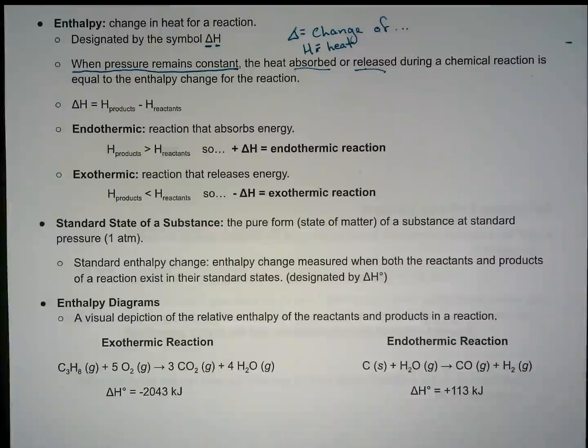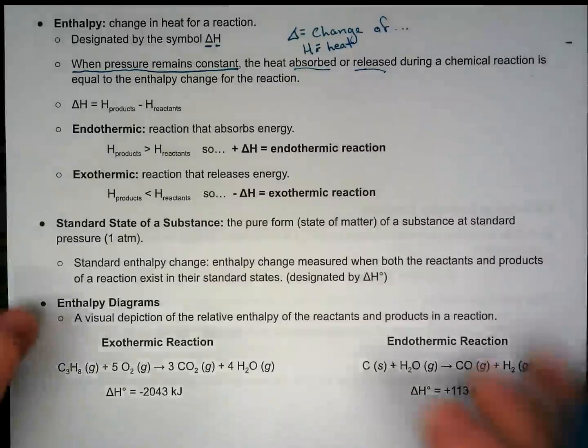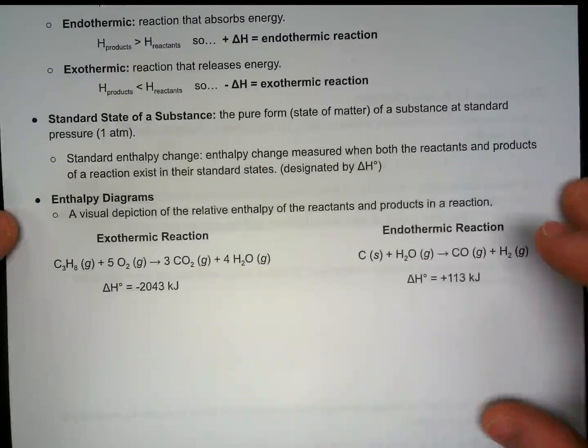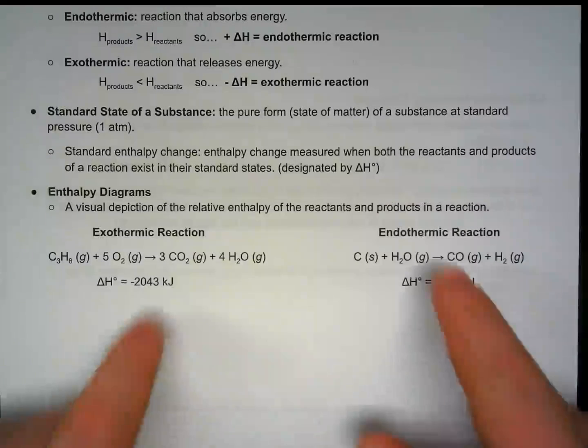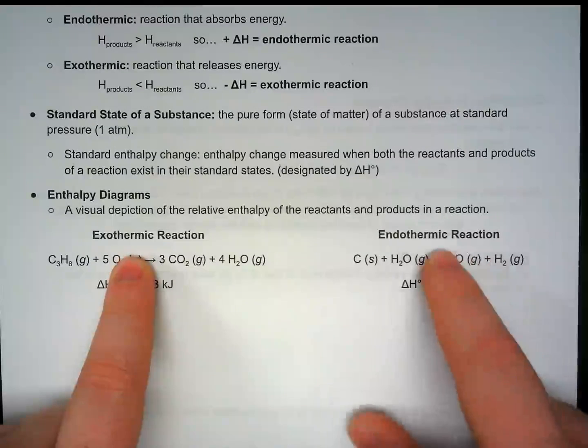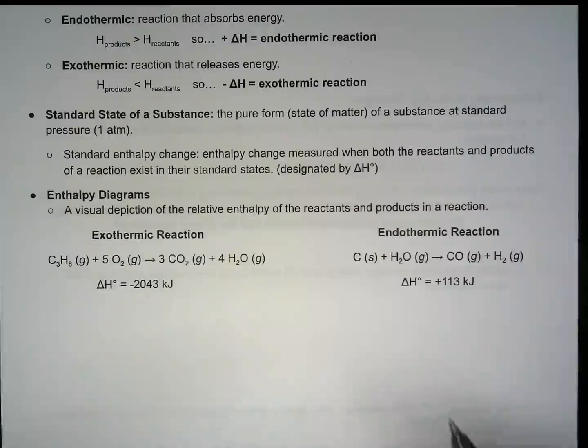So again, we're keeping it simple. Okay, now we can depict enthalpy, which again is just a change in heat. We can depict these with fairly simple, straightforward diagrams. All these diagrams are going to be is a visual description and depiction of the relative enthalpy of the reactants and products in a reaction. We have them both here for an exothermic reaction and an endothermic reaction. They're super similar, pretty much the same, but there are some differences between them, and they're fairly obvious.